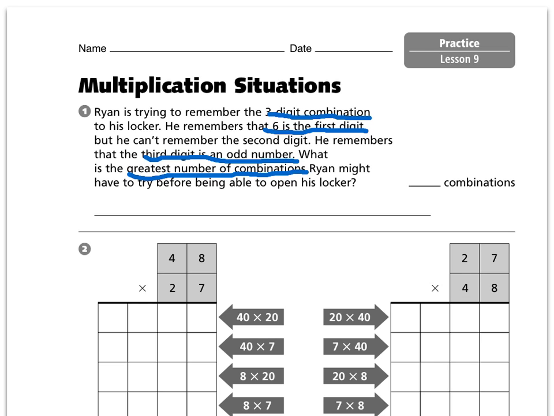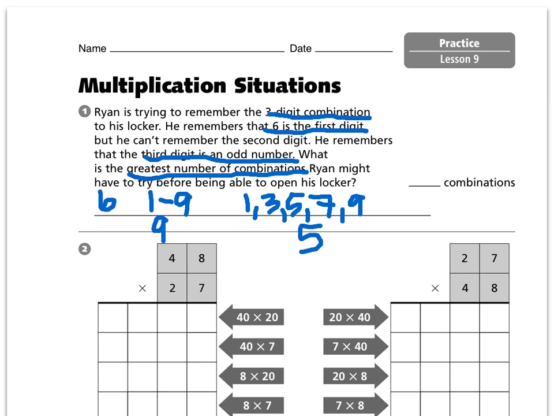So the first one we know is going to be a 6. You then know that the second number is going to be numbers 1 through 9, which will be 9 numbers. And then the third one is going to be odd numbers. So 1, 3, 5, 7, and 9. So we have 5 different combinations there.